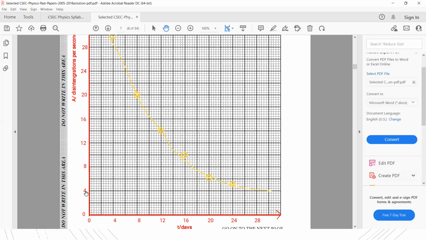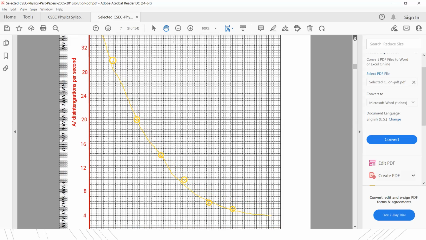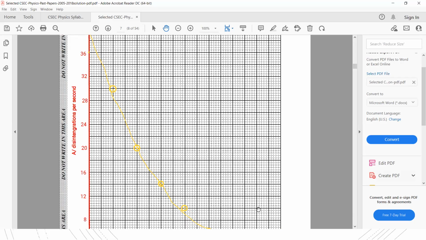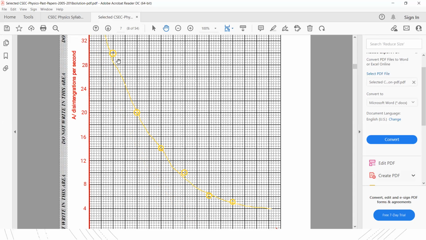And I'm using a scale here of 1 centimeter equal 2 days on the x-axis, and 1 centimeter equal 2 disintegrations per second on the y-axis. This scale is slightly awkward to use, but based on the values, it can be read without so much difficulty. But normally, we wouldn't use a scale like this. Right? So 1 to 2 is being used here. And we have how many points? We have about 7 data points.